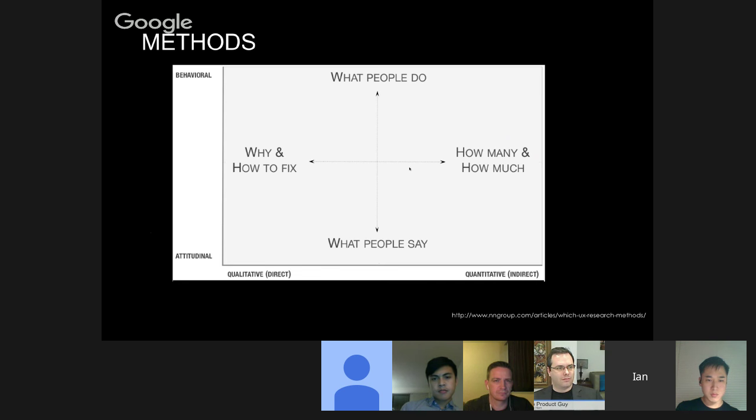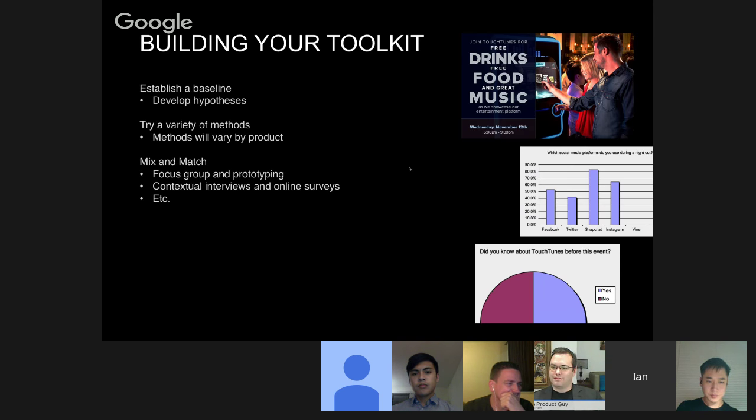There's a lot of different methods. I'm going to go through some today. They run the spectrum from being more quantitative and data-driven to being more qualitative. And you can get the attitude of your user, and you can actually see what they're doing as you move up from attitudinal to behavioral. Chronology doesn't neatly map against this graph, so you really have to find the methods that make sense during the process. And the methods are going to vary very widely based on the product that you're working on.